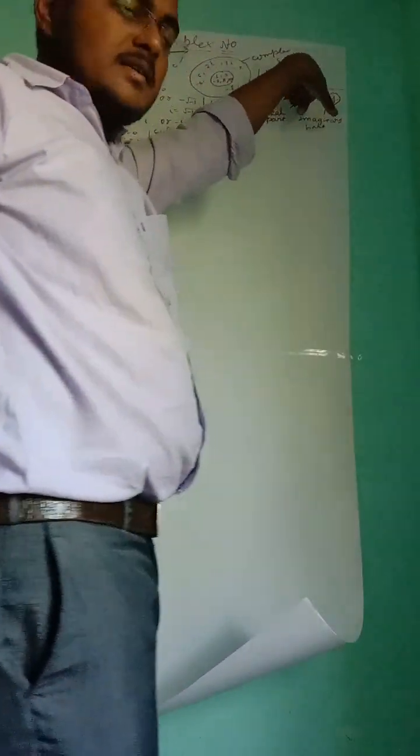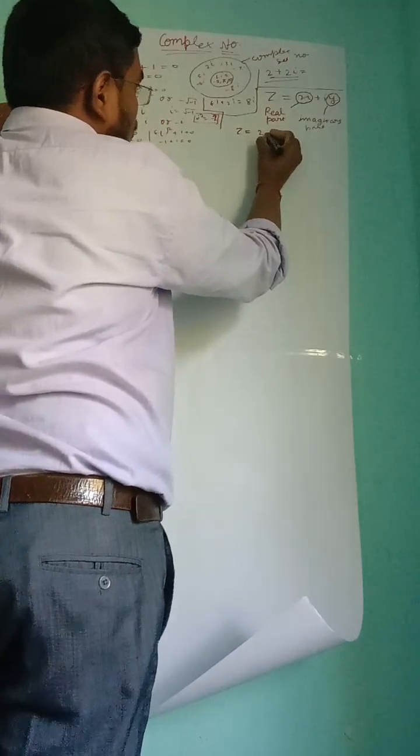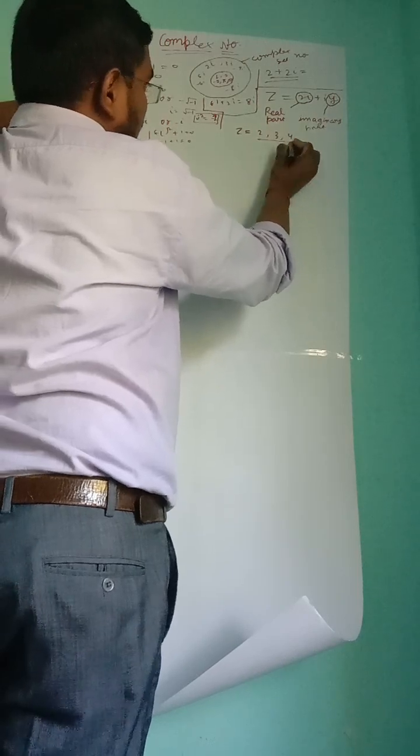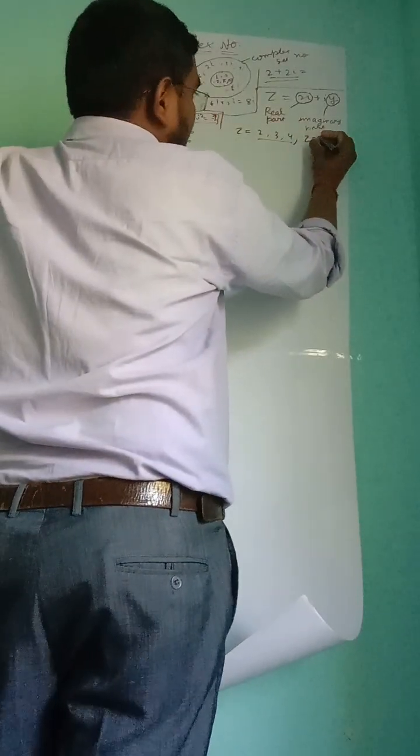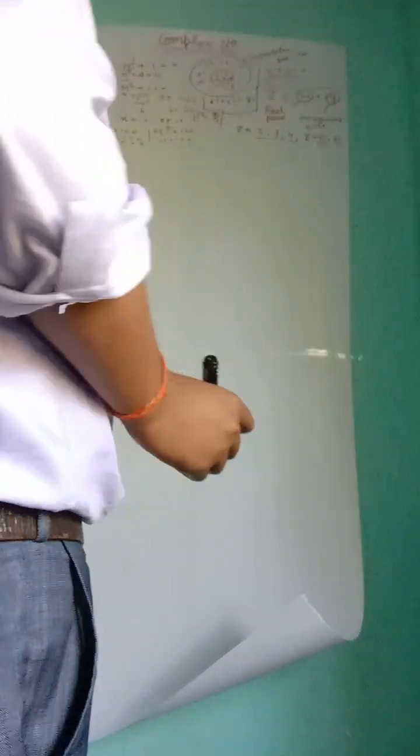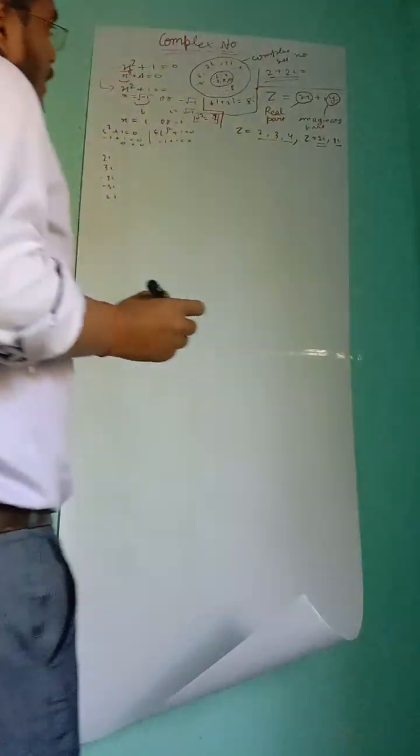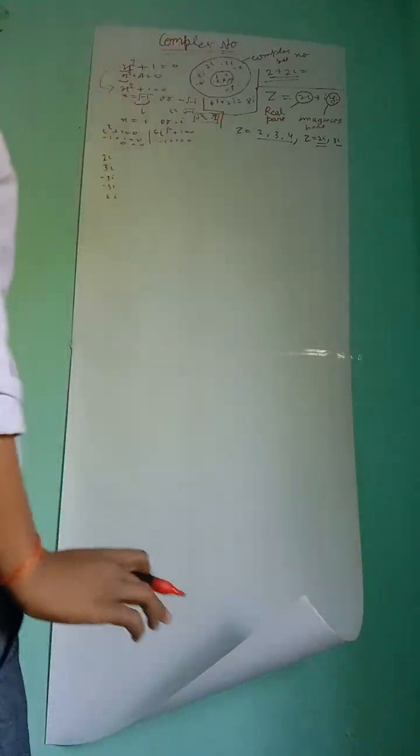If x is equal to 0, then it is purely imaginary, and if y is equal to 0, then it is purely real. Means z equal to, say, 2, 3, 4, these numbers are purely real. And numbers like 2 iota, 3 iota are purely imaginary.